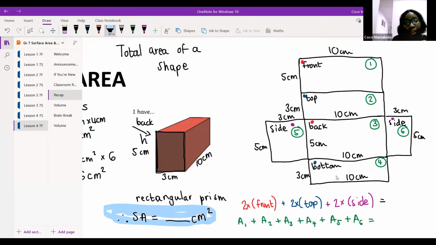Mohale says, how do we calculate the area, ma'am? The area of a rectangle is the length times the breadth. That's how we calculate the area.